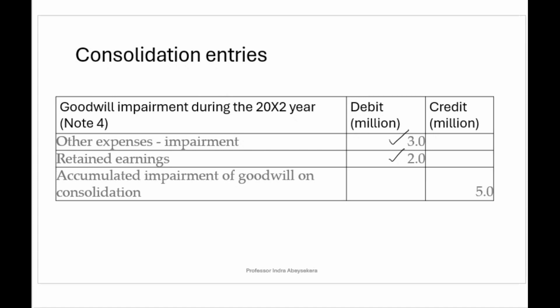And we create a new account called accumulated impairment of goodwill on consolidation for the consolidated financial statement, and we state the accumulated impairment of goodwill on consolidation as 5.